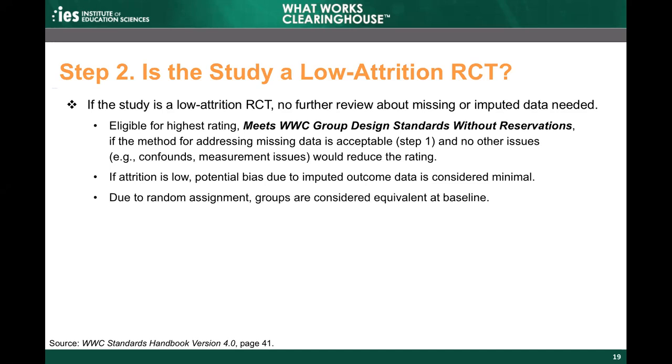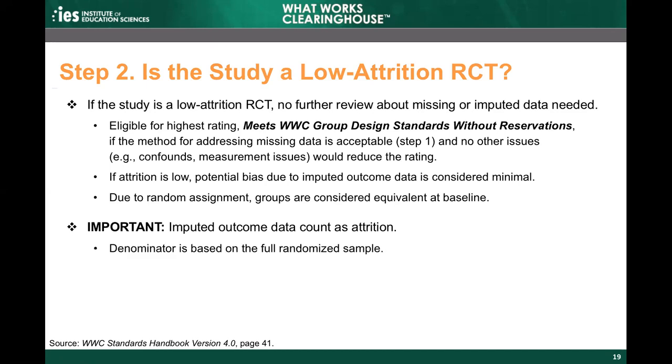And furthermore, due to random assignment, the groups are considered equivalent at baseline because of the randomization process, which is why this study meets the standards without reservations, even though we do not need to assess baseline equivalence for this type of study. One important note is that when assessing attrition, imputed outcome data do count as attrition. The rationale behind that is that both imputed outcome data and missing outcome data can pose a threat of bias, which is why we count that as attrition.